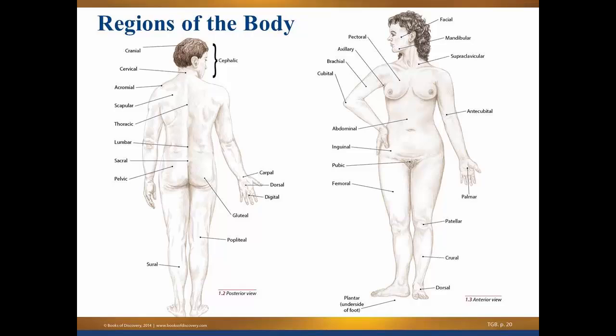Moving up the left side of the female figure, in the femoral region, which is named for the long bone of the leg, the femur. The pubic region, named, of course, for the pubic bones. The inguinal region, the site of the inguinal ligament and the femoral lymph nodes. The abdominal region, of course, named for the abdomen.